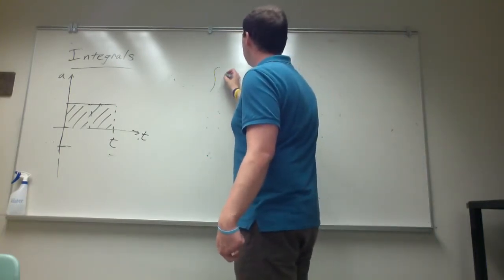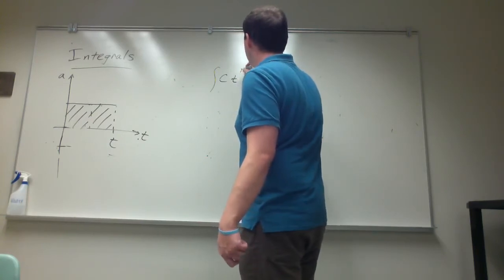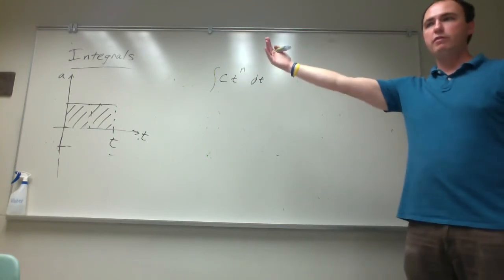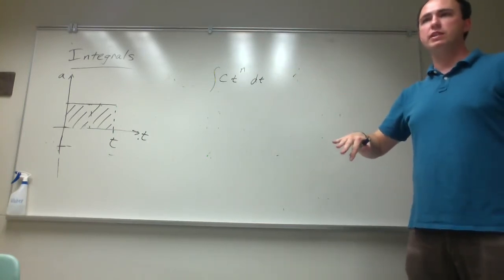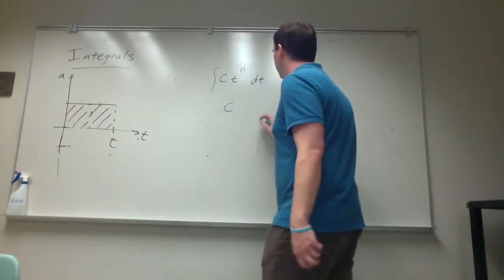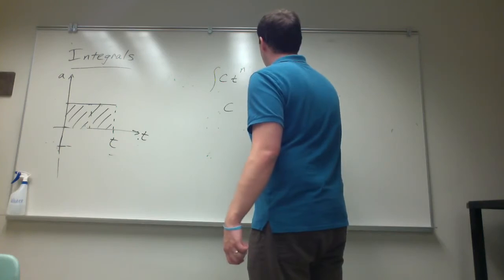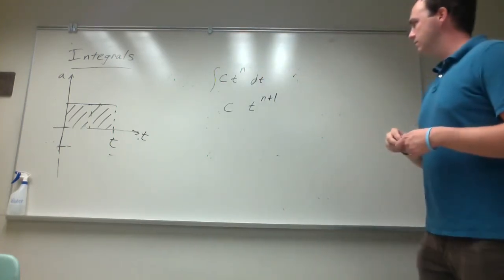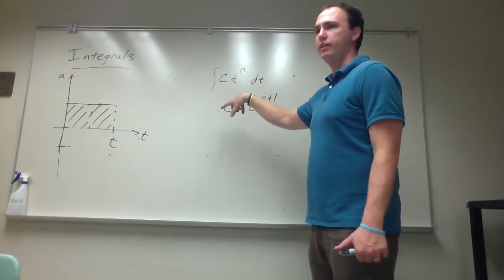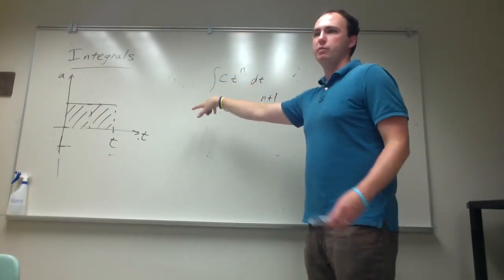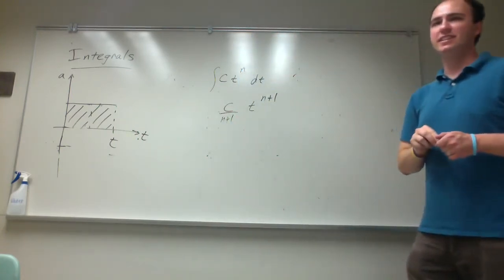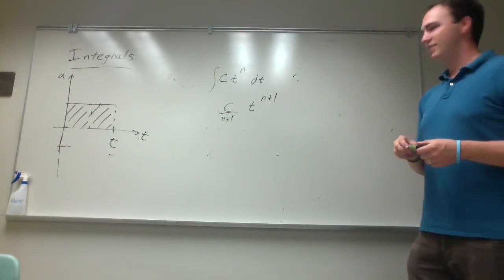I wanted to do some constant times t to some power, right? So when I took the derivative, the power decreased by 1. So when I take the integral, the power has to increase by 1. Right? So a constant always comes through. I'm going to have t to the n plus 1. But when I take the derivative of this, I better get what I started with. But if I did that, I get an extra factor of n plus 1. So I need to divide by n plus 1. I know that's kind of some double talk, right?